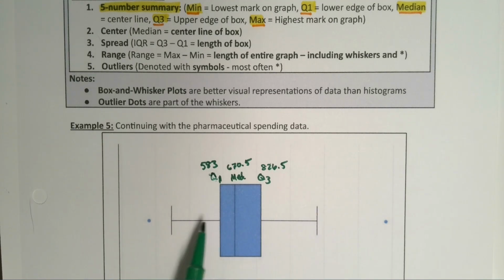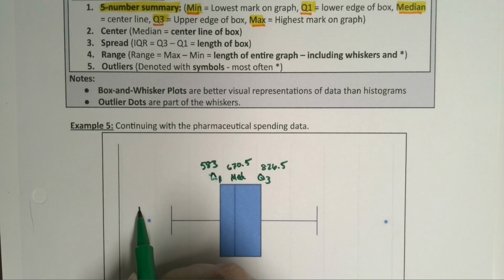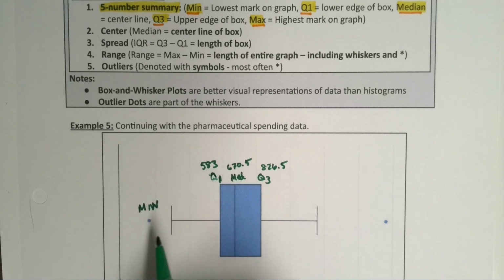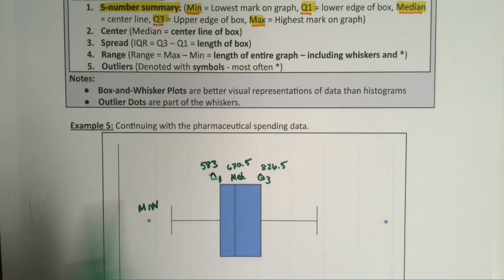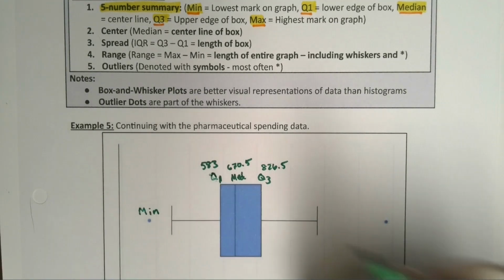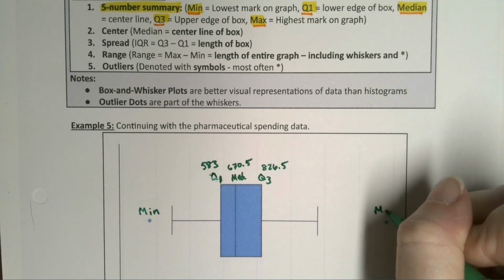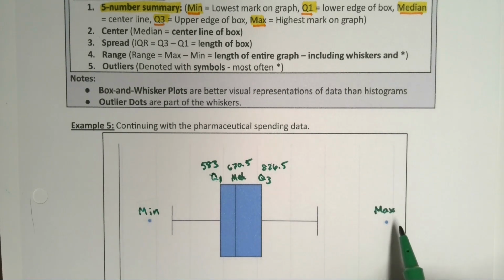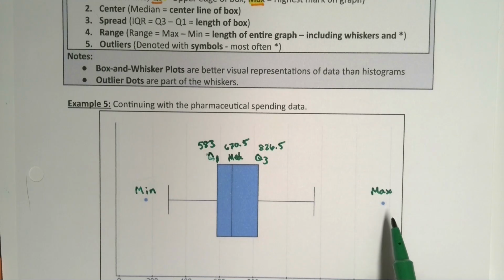And we also know the range because the minimum is the lowest value over here. Sometimes it's a whisker, sometimes it's a dot. In this case, it's the dot itself here. And the max is over here. And again, sometimes it's a whisker, sometimes it's a dot. In this case, it's a dot.